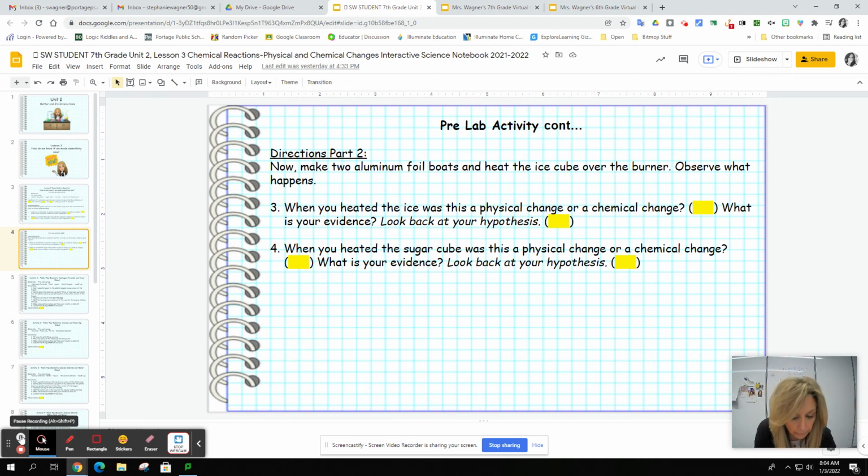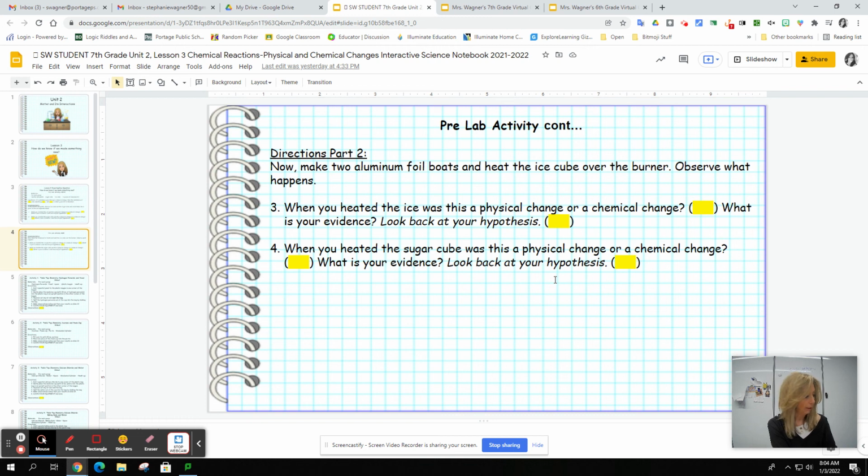Okay. All right. So number 3, when we heated the ice, was that a physical change or a chemical change? What's our evidence? Now we did change the ice cube. It does look different. It has some different properties. Okay, but the properties that stayed the same are the ones that identify it as H2O. So its melting point is still the same. Its boiling point is still the same. It's still the same substance. It's still H2O. We didn't change the identity of it. Okay, we changed something else about it.